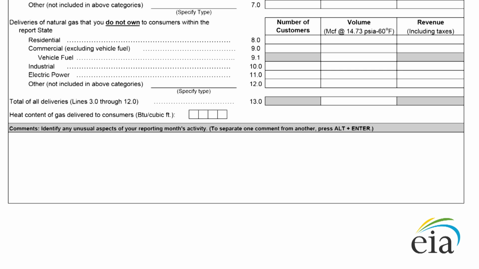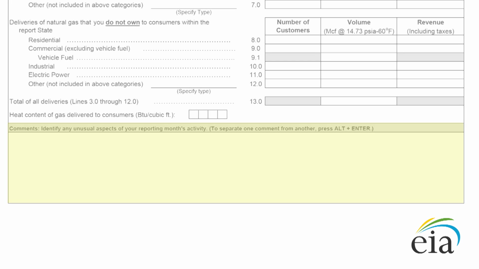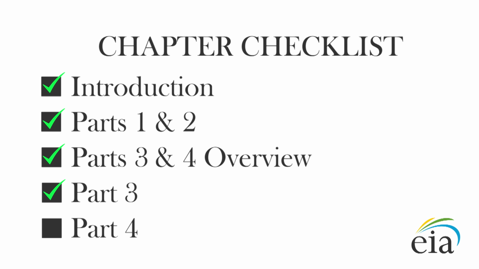The last section of your EIA-857 form is the comment section. If there are any accounting adjustments, unusual activity, or abnormal behavior in your report, you can use this comment section to explain them. We hope this video series was helpful.